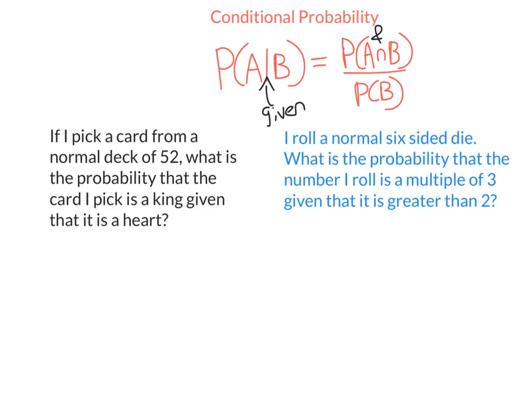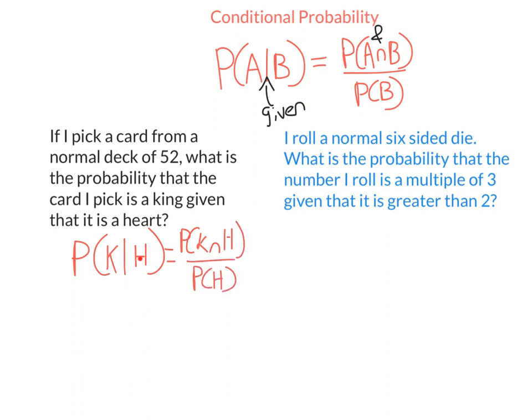So I'm saying I've picked a card and I know it's a heart. What's the probability it's a king? In other words, we're calculating here the probability the card is king given that it's heart. So I'll use K for king and H for heart. Our formula at the top: it's the probability that both happen, that I get a card that's a king and a heart, over the probability of heart. As I said, whichever one's listed second goes on the bottom.